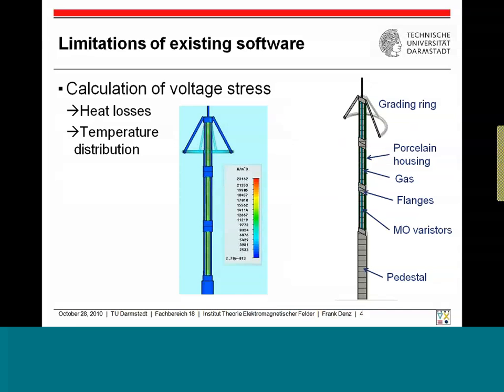For this presentation, I did a study simulation. This is a model of a surge arrester as it is described in an IEC standard. It's not an actual surge arrester. I want to simulate the voltage spread. If I know the electric fields inside the surge arrester, I can calculate the heat losses. And if I know the heat losses, I can calculate the heat distribution when I know the dissipation of heat.